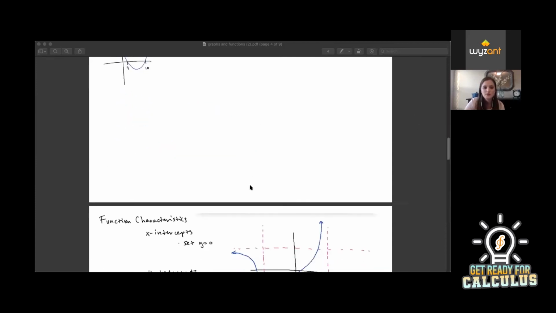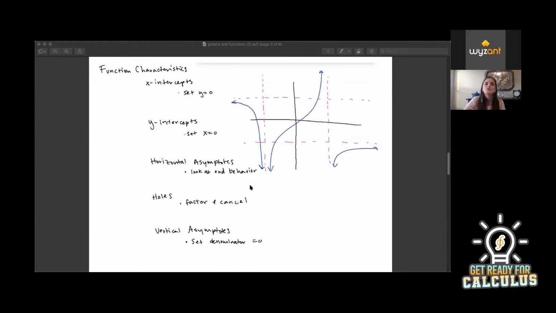Okay, let's move on to function characteristics. Function characteristics are things like x-intercepts and y-intercepts, which we've been talking about. Horizontal asymptotes, so end behavior, which we talked about earlier and how important that is. Holes, which are places in the graph where you don't actually have a point. It looks like you have a point all the way up to it, and then it just vanishes at that specific point and then starts back up again like it didn't happen. And vertical asymptotes are places where the y value shoots off to infinity or negative infinity.